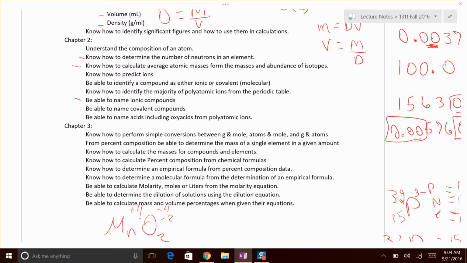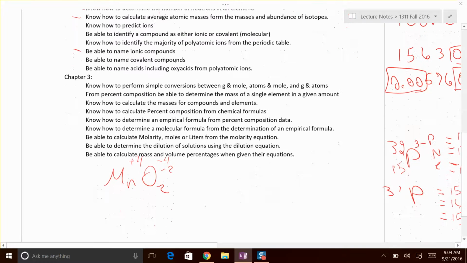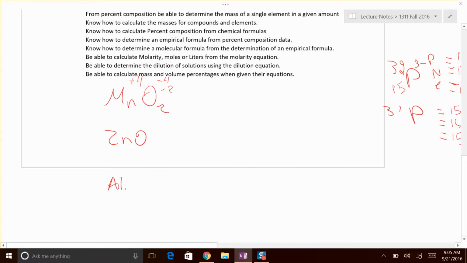Make sure you know how to get that charge. Yes? So it said the 3 transition there, we know the charge so we don't have to say that. That's right. If this was zinc oxide, then you would just say zinc oxide. You don't have to say zinc 2 oxide because we know the charge of zinc. It's zinc 2 plus. Al, you don't have to say it either. Al2O3 would be the formula for aluminum oxide. You don't have to say it.